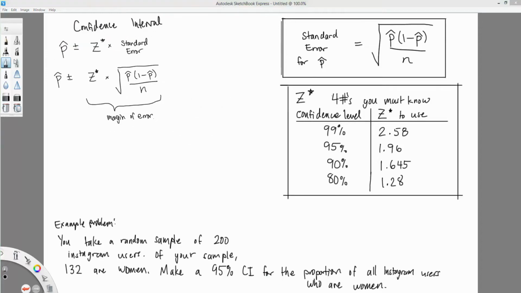Okay, so let's try solving this here, okay? As we read our problem, we see we take a random sample of 200 people. What is 200? 200 is equal to n, or n is 200. What is 132? This is a count, okay? So I'm going to just say x is equal to 132.